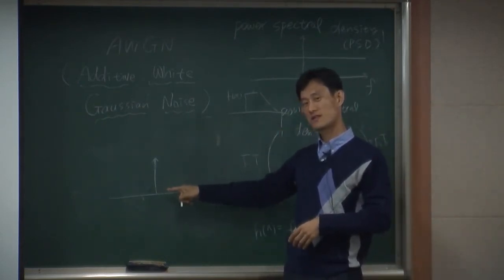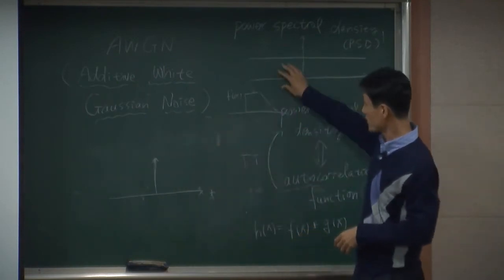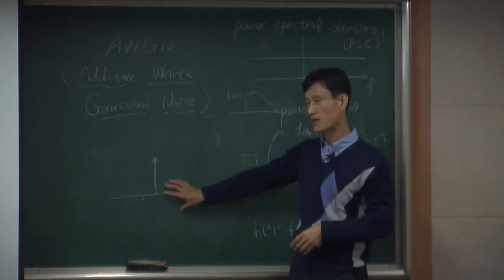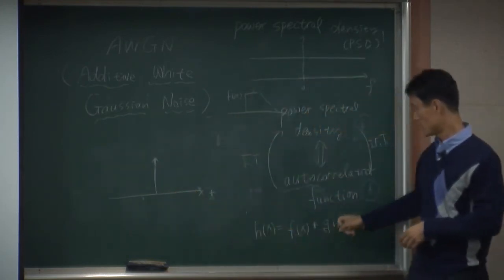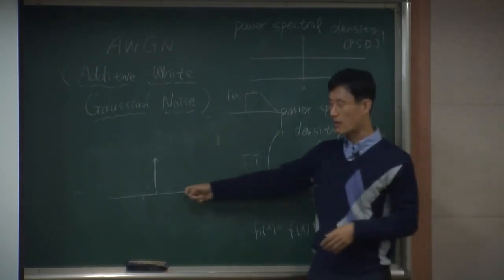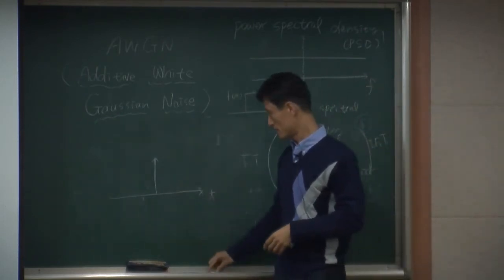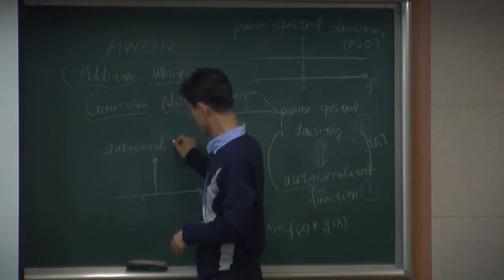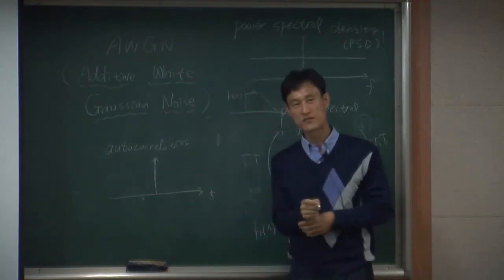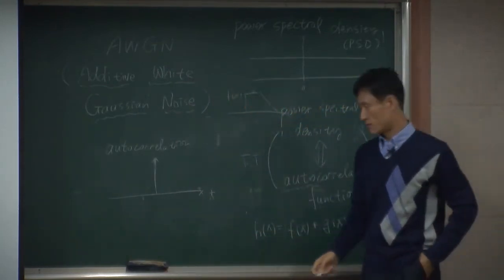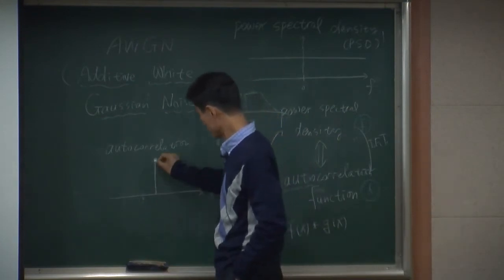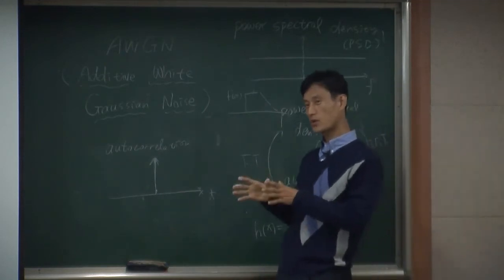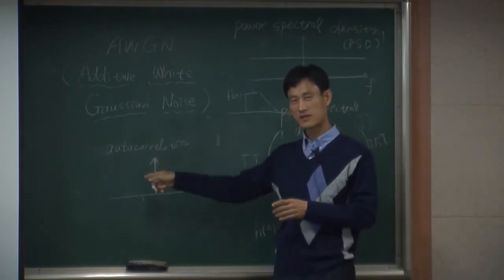Then what is this? Our frequency domain is the power spectral density. So therefore, in time domain, what we have is the autocorrelation function. So this is our autocorrelation function. What does that mean? Your autocorrelation function is delta. So what does it mean?